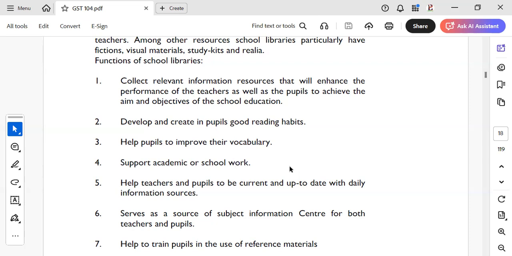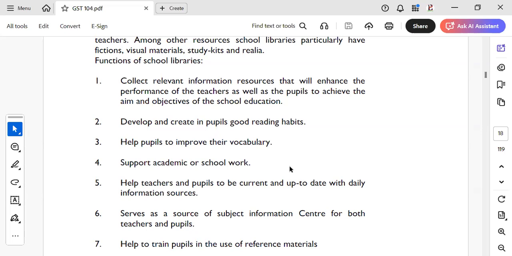Then number two, develop and create in pupils good reading habits. They say you should develop and create in pupils good habits. You should be a very good example for the students to follow. You should be able to develop and create the habit of reading, whereby you think to yourself, when you master this thing, nobody will teach you how to be doing it. It will be part and parcel of you.